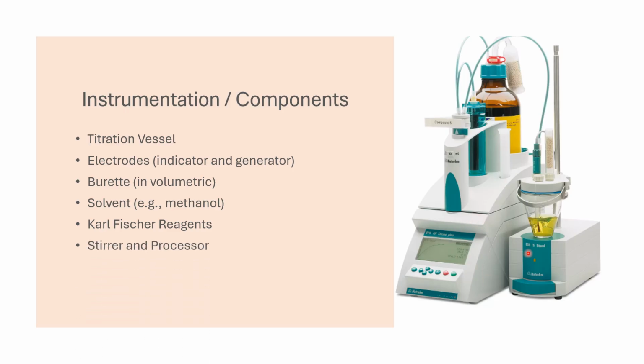Next one is the stirrer and processor. So there will be a small magnetic stirrer which will help to mix the sample and reagents, and this instrumentation can be connected with some processor, like software, which will be used for operation and calculation of the result, right? So this is overall the instrumentation of the KF titrator.